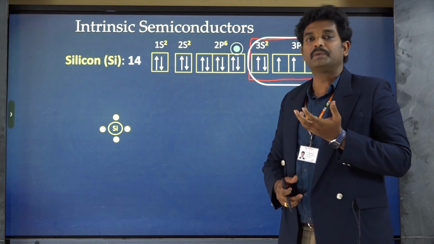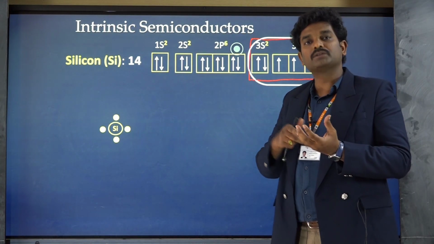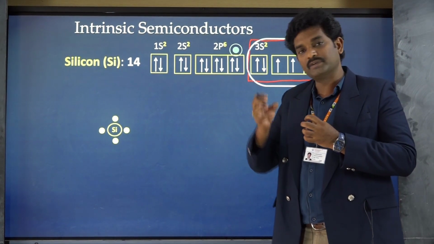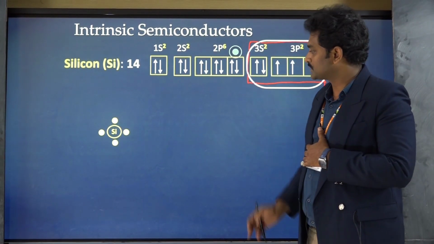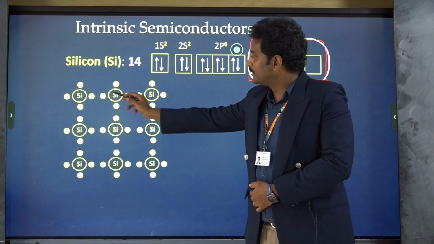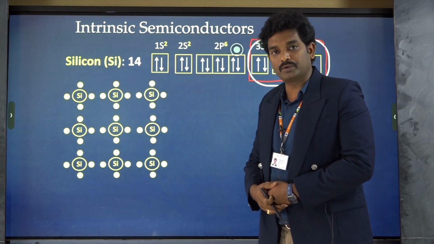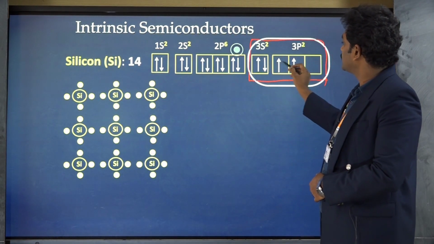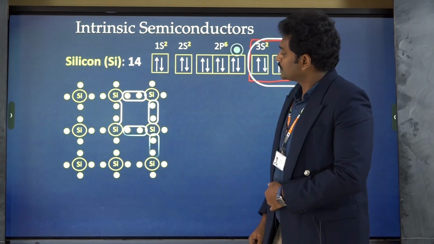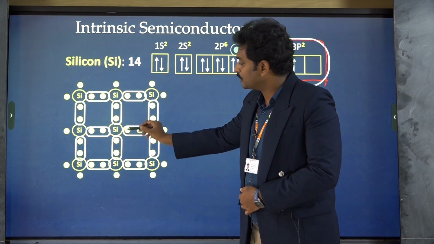Now if we take a bulk material, a block of silicon, then what happens? In a block there are thousands and lakhs of silicon atoms. Every silicon atom is bonded with the neighboring silicon atoms. It looks like this. Each silicon atom is bonded with 4 neighboring silicon atoms. Why does it form only 4 bonds? Because it has 4 electrons in its outermost orbit. So each silicon forms 4 bonds with the neighboring silicon atoms. All these ovals are bonds.